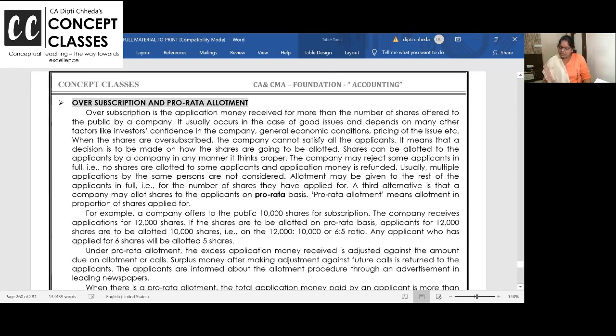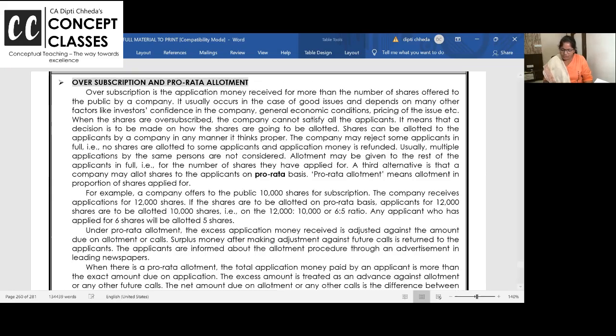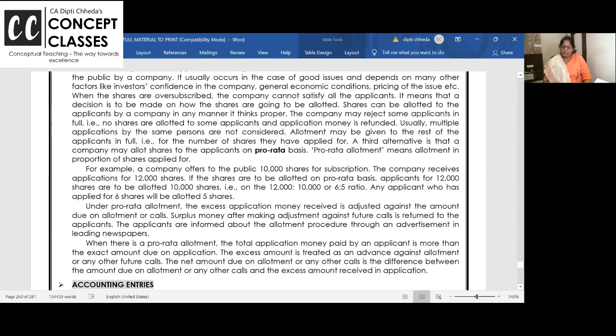Shares can be allotted to the applicant by company in a manner he thinks, company may reject the application, or allotment may be given to the rest of applicant in full and considered. And third alternative is to give pro rata allotment. Example is, suppose 10,000 shares you want, then company has issued 12,000, they have got application. So 12 application and you have to issue 10. So if you simplify this, 6:5. Okay, you have applied for 6 shares, you will get 5. You have applied for 3 shares, you will get 2.5, half, like that.